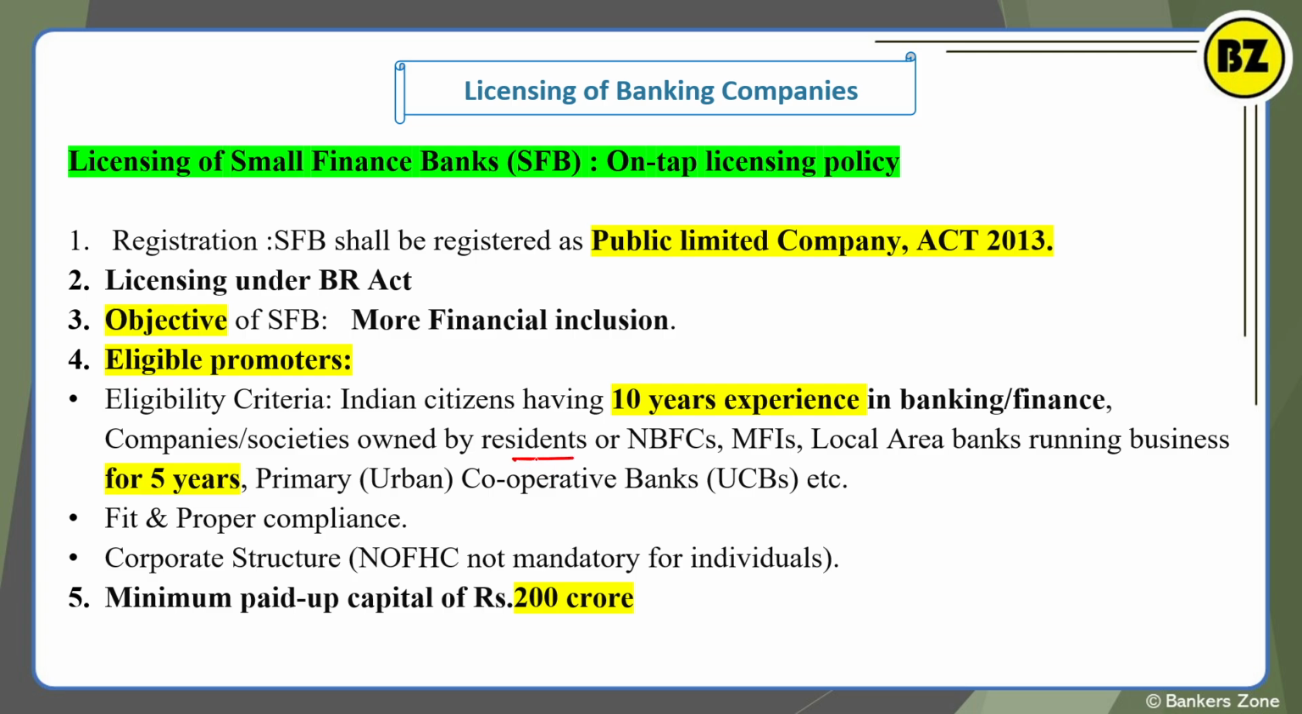Owned by the resident, or the NBFC, then MFI, microfinance institution, or the local area bank which are running the business for 5 years, or in the PUCB, that is primary urban cooperative banks. So basically what is the criteria? Again, simply very basic, 10 years of sound experience is required, right? And if you have a company or society which is owned by a resident, then in such cases 5 years is allowed. Okay, but if you have not owned any NBFC, MFI, or bank, in such cases the citizen must have 10 years of experience.